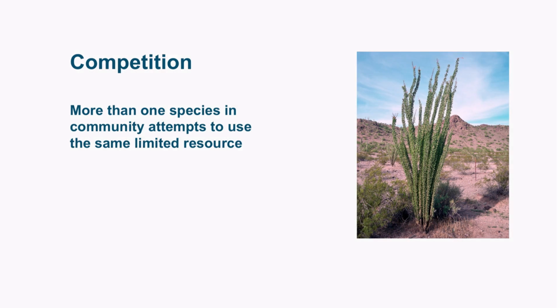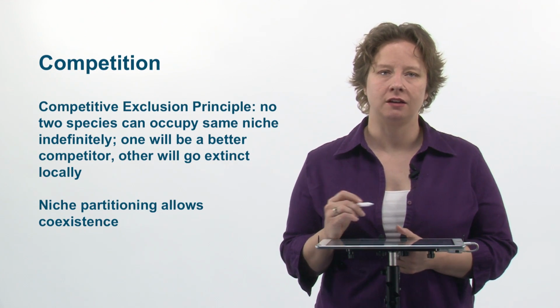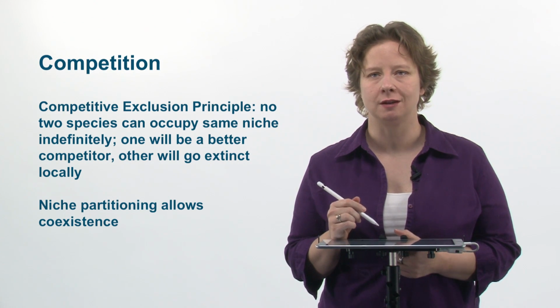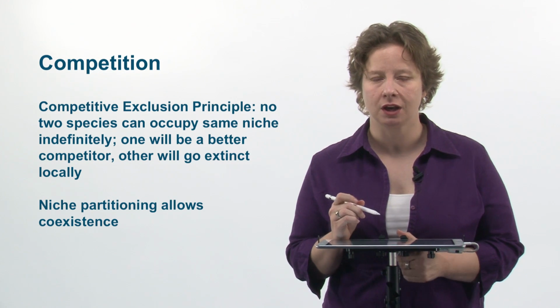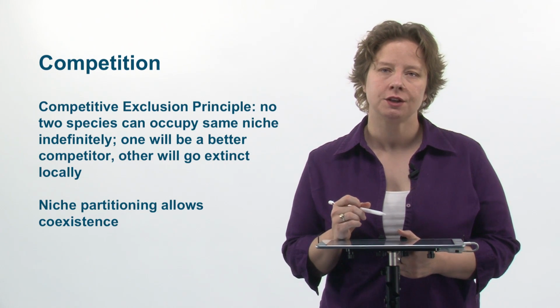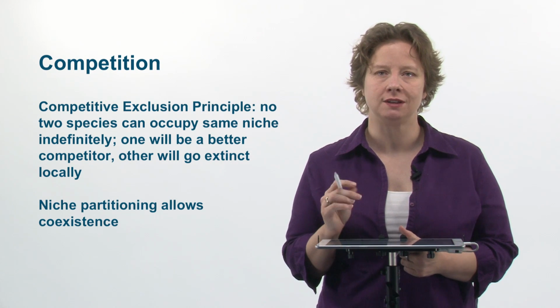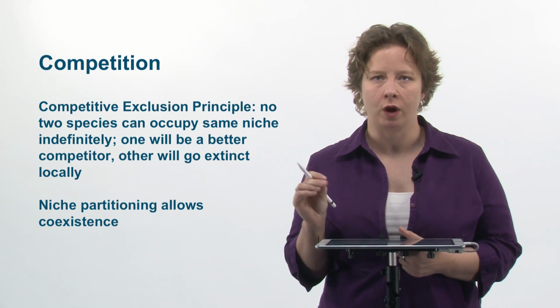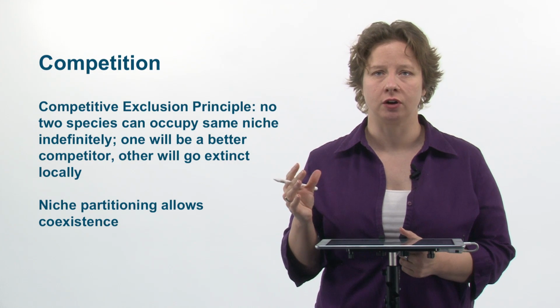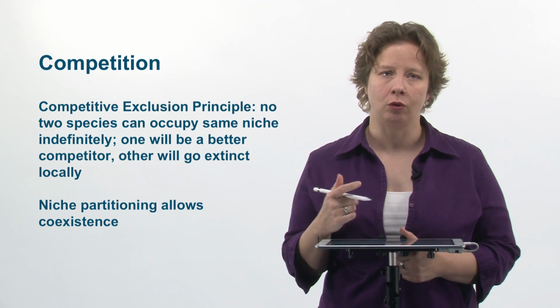community ecology. The competitive exclusion principle says that no two species can occupy the same niche indefinitely because one will be a better competitor and the other will go extinct locally. So that means that basically two species can't try to do the exact same thing the exact same way at the exact same time forever because one of them will do it better than the other and the one that doesn't do it as well will go extinct.